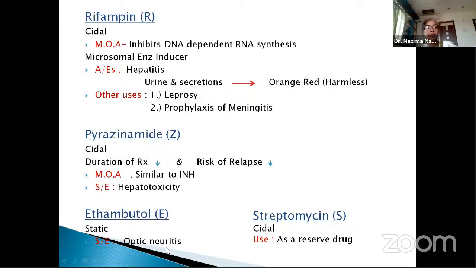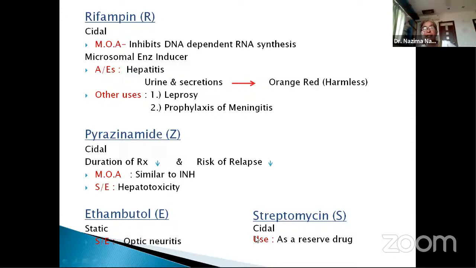So this side effect again should be kept at the back of the mind, and the patients should be asked about the condition of the ocular, about vision. Now coming to streptomycin, now this drug is having a cidal action.